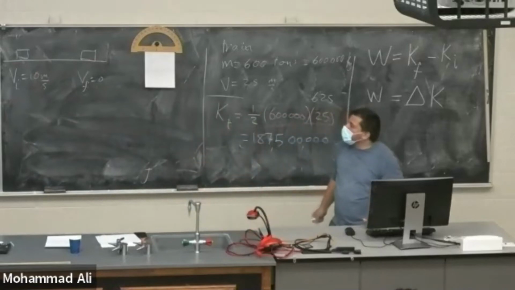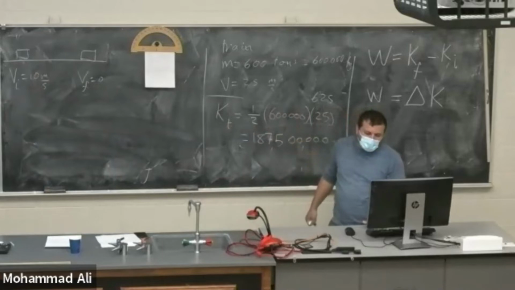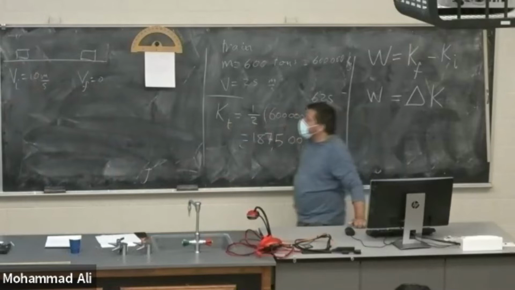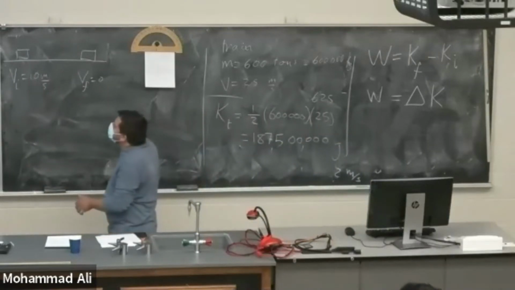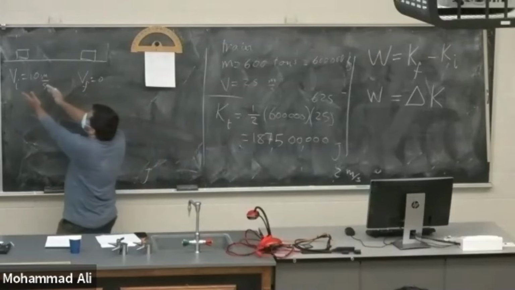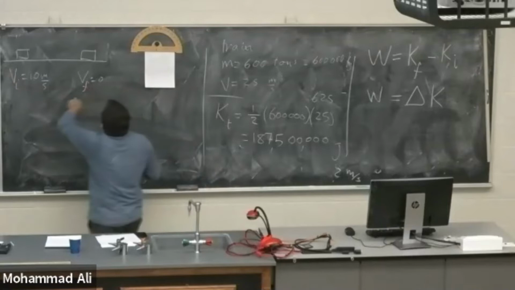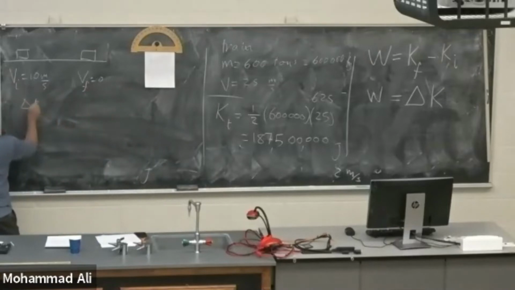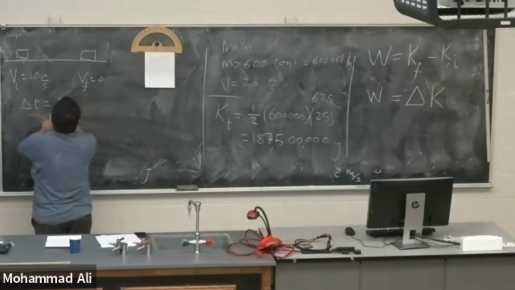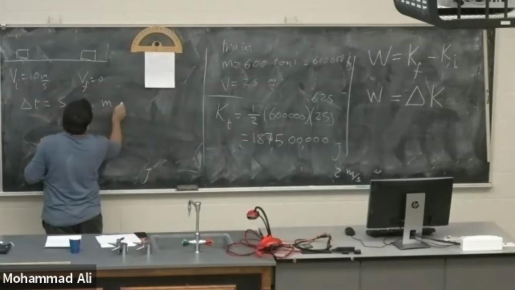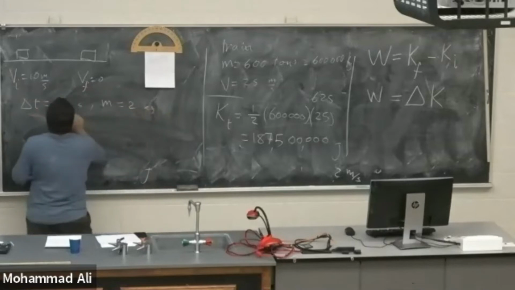I'm asking now, during this time, do we have positive or negative acceleration? Yes, you're right. We have a negative acceleration because V final minus V initial is negative. Okay, what else do we need? We have the time, delta T, equal to 5 seconds. The mass is equal to 2 kilograms. We can find anything.